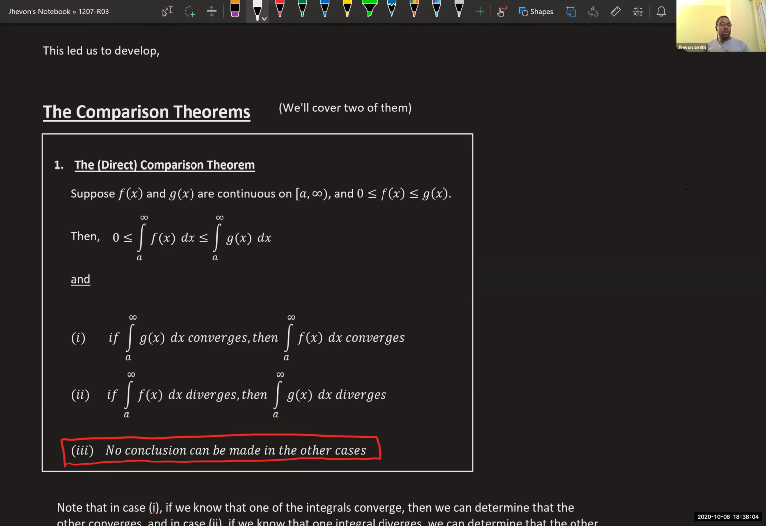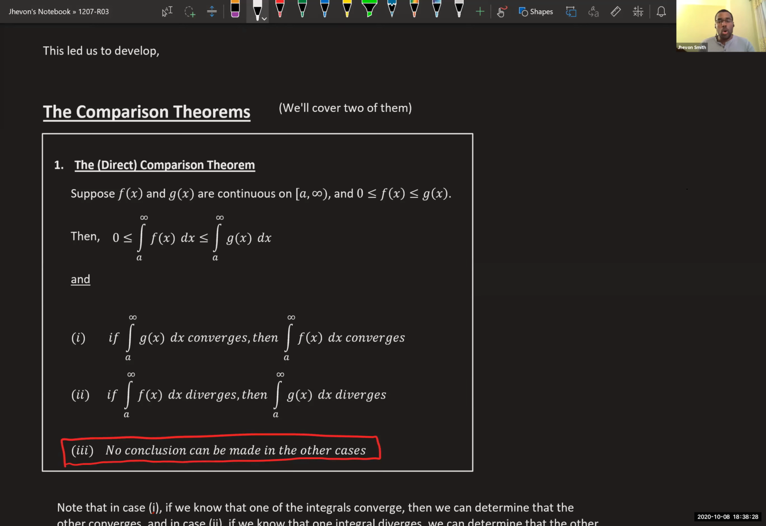Meaning, if I were to tell you that the integral from a to infinity of g of x diverges, what can we say about f? Nothing, right? f could converge, but it could also diverge. It could add up to a finite number and the inequality would still be satisfied. It could also add up to infinity and the inequality would be satisfied. It could diverge or converge, I don't know.